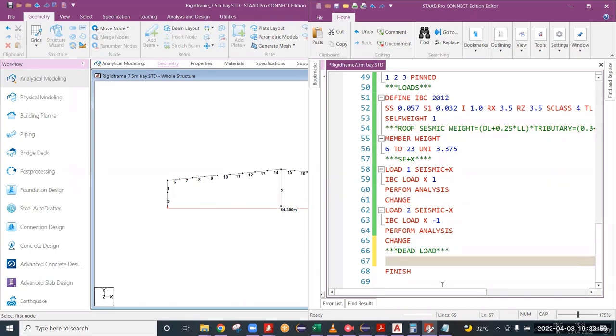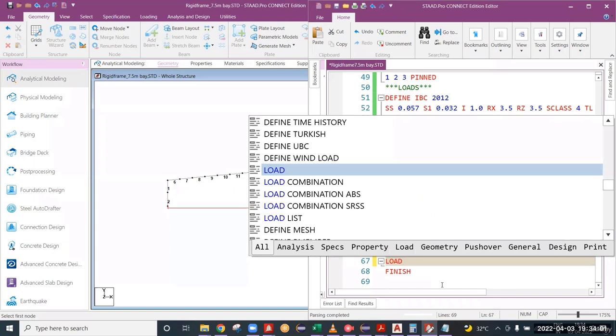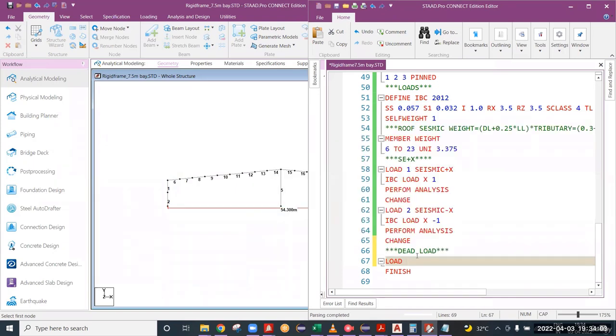Okay, so the next one I am applying is dead loads. Load 1 and 2 are complete. Now I have to take load 3. Dead load, you can write like this: dead load, or simply DL, anything you want. This is just a name.